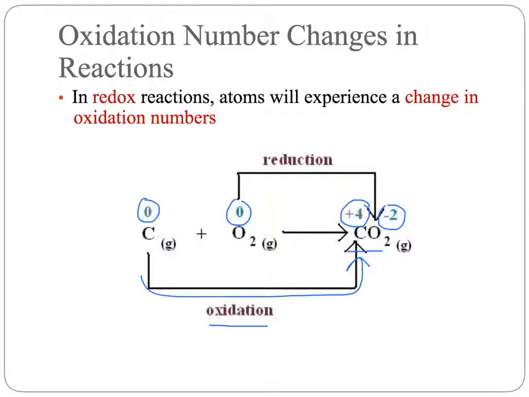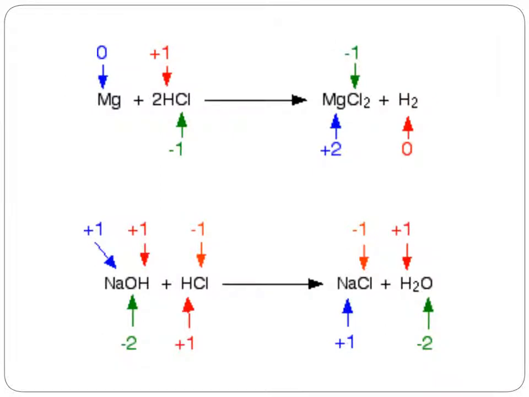Oxygen, in contrast, moves from 0 to -2. It is moving in a more negative direction because it's gaining electrons, and so it is experiencing reduction. Notice again that oxidation and reduction will occur simultaneously. They are just two sides of the same coin. You have to have both of them happen as electrons are moving. Two more examples to look at.